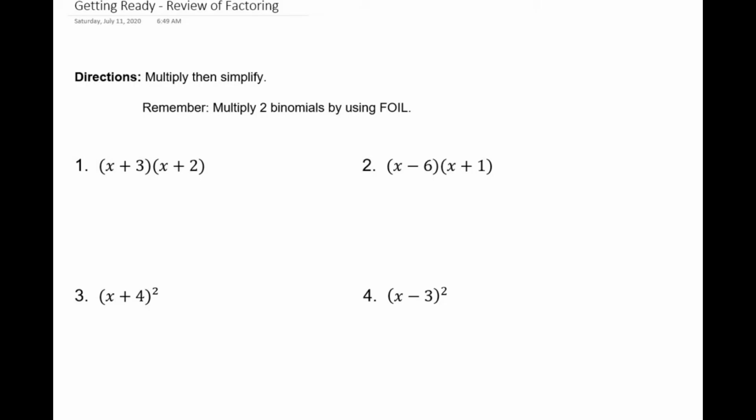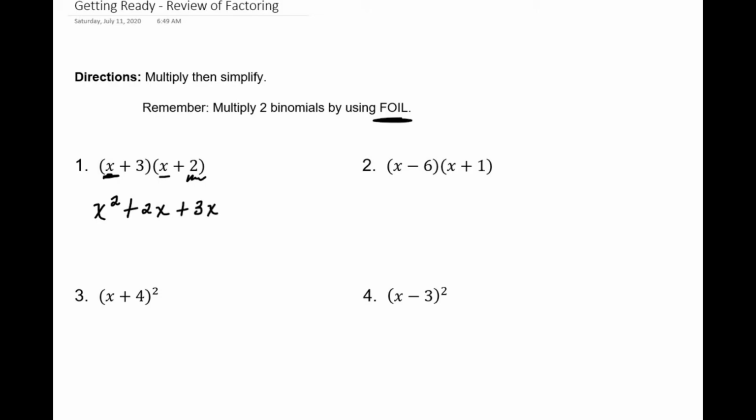And remember that when we multiply two binomials, we can use the acronym FOIL, first, outer, inner, last, to help us with this. So first means the first two terms in each set of parentheses. So x times x is x squared. All right, the O stands for the outer. So the outer two terms are x and 2, so 2x. I stands for the inner two terms. So 3 times x is 3x.